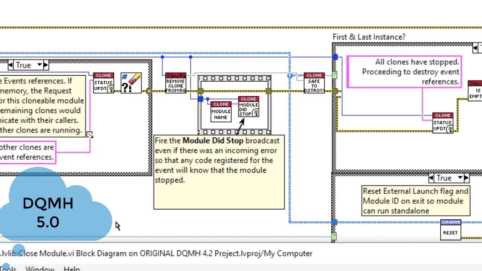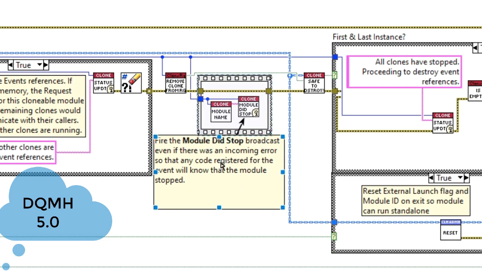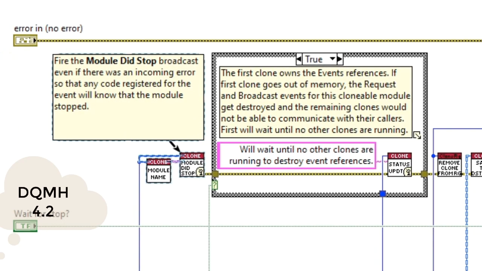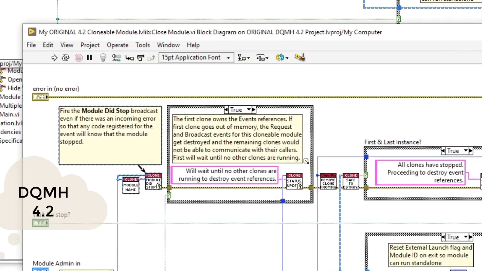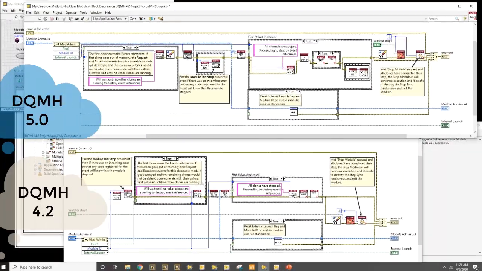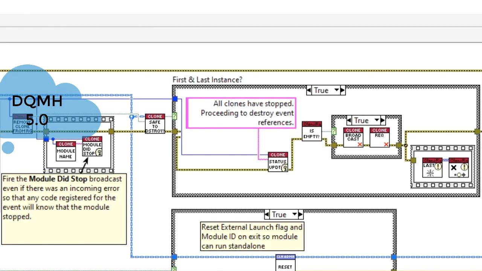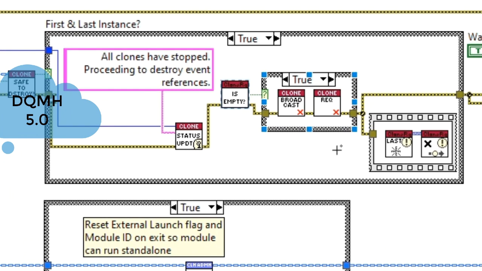So first thing we're going to see is that the module stopped broadcast is moved farther into the code. For 4.2, what we used to do is we would do that exactly at the beginning. We realized that we really need to send that broadcast once we have removed the module from the clone. Otherwise, you could see modules listed in the clone registry even if they were no longer running. So this allows us to make sure that the broadcast says the module is stopped once it has already been removed from the clone registry. The other thing we did is we added this last notification firing.